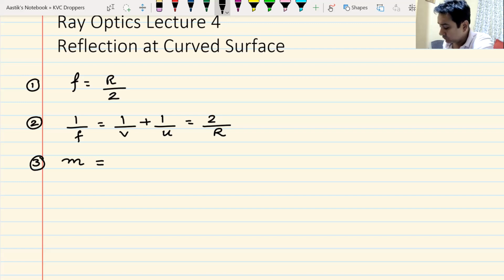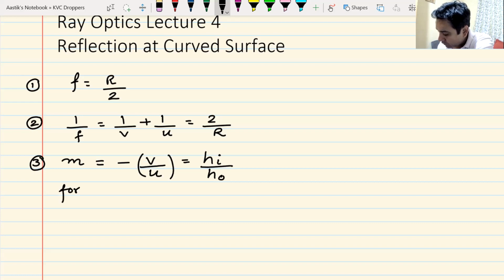Minus v by u. What is the definition of magnification? It is the height of the image, hi, divided by the height of the object, ho. Yes or no? Yes, sir. For a real image, the magnification will always be what?